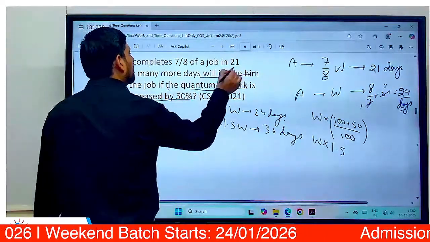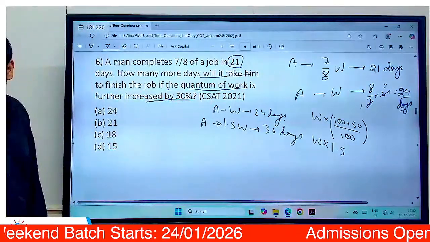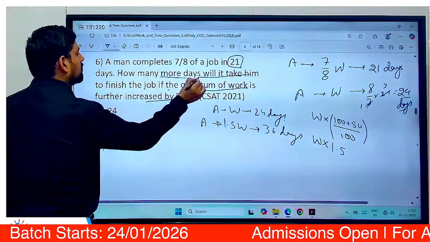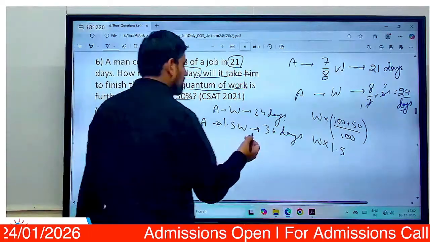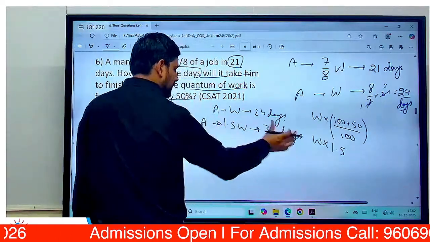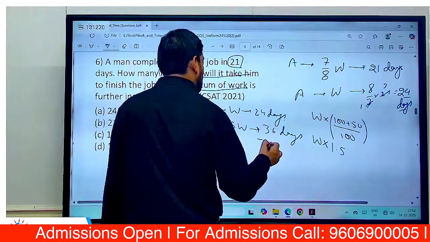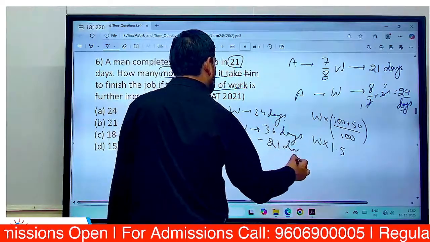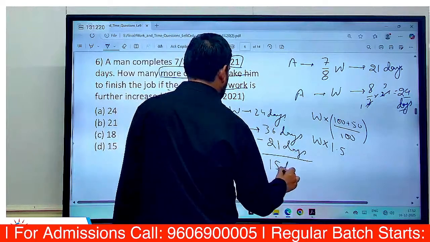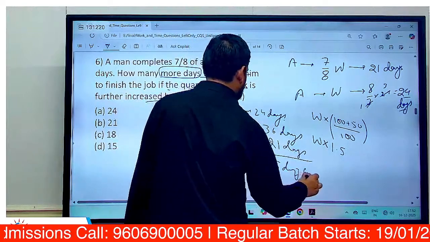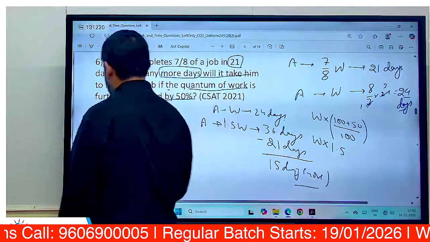Now he has already given 21 days to it. It is asking you how many more days he will take. So 36 is the total number of days he needs to do 1.5 W. Out of them, 21 he has already done. So 36 minus 21, 15 more days of work will be required.